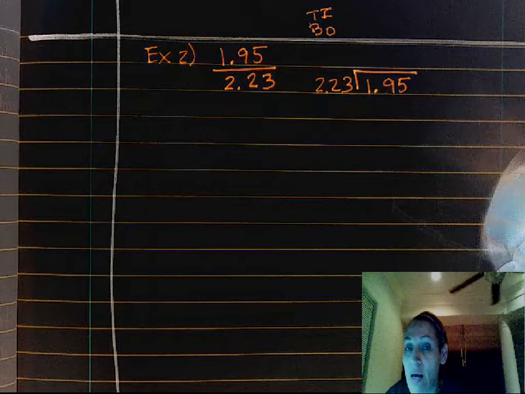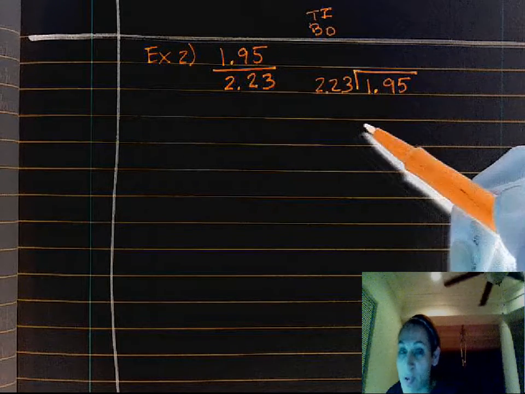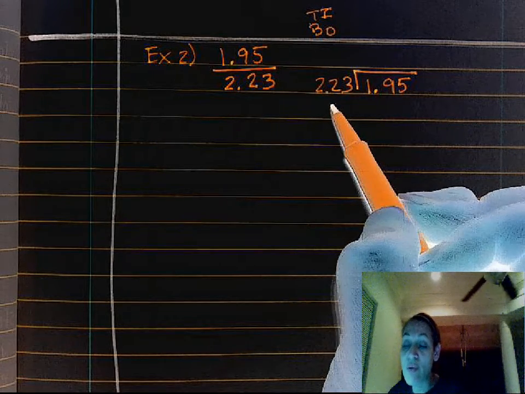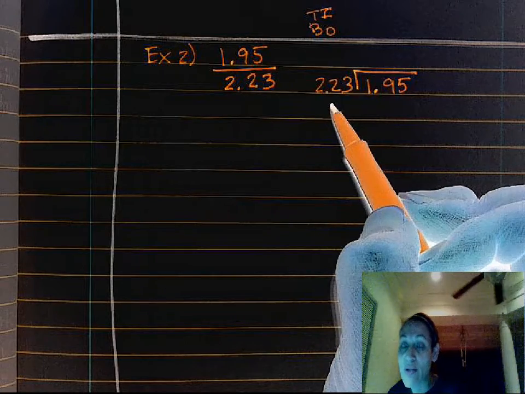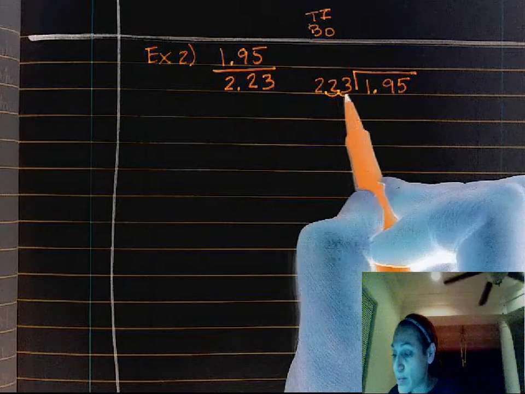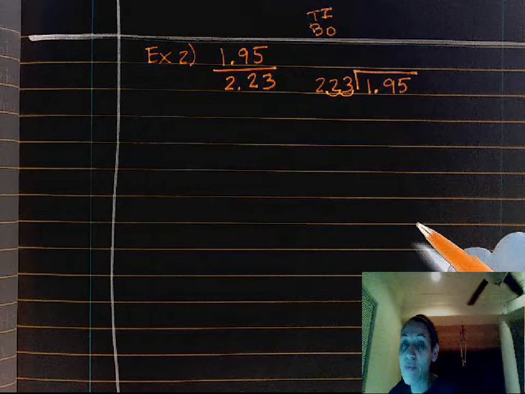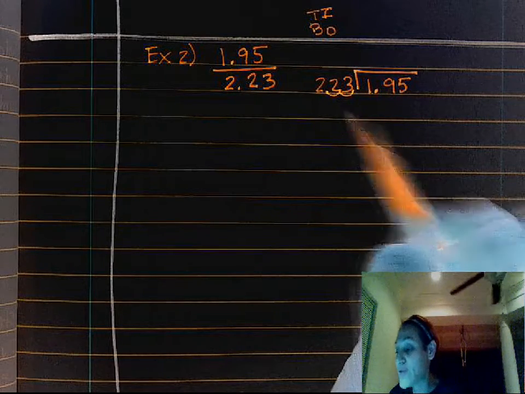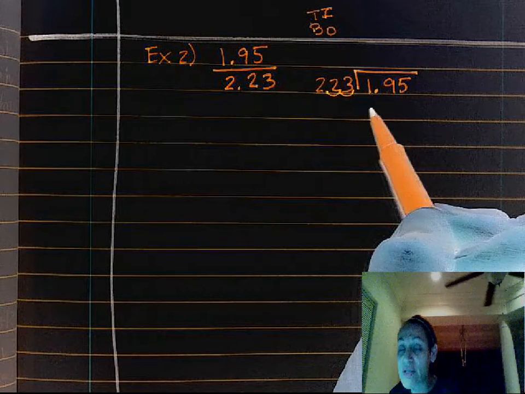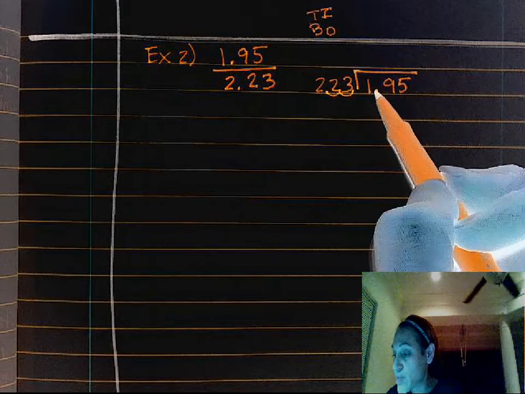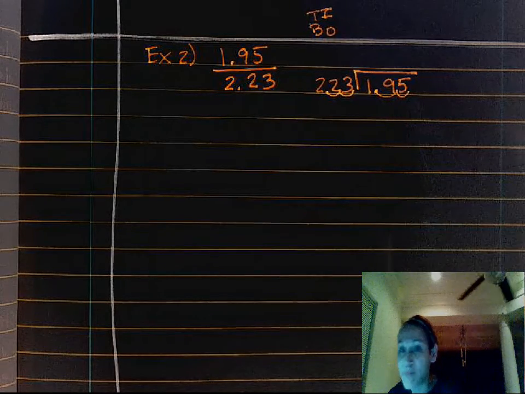Alright, so step 1 says your divisor has to be a whole number. My divisor is not a whole number, so I need to make it a whole number. So I need to move the decimal to the right until it's a whole number. Well, in this one, I need to move my decimal 2 places to the right to make it a whole number. Since I did that to the divisor, step 2 says you have to do the same thing. What we did to the divisor, we'll do to the dividend as well. So this decimal has to move 2 places to the right, and it ends up there. So now I'm going to rewrite it.